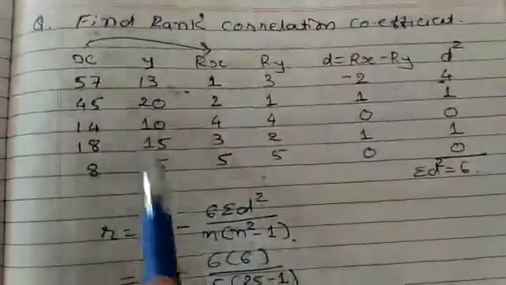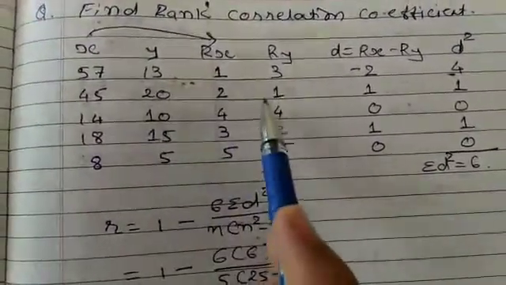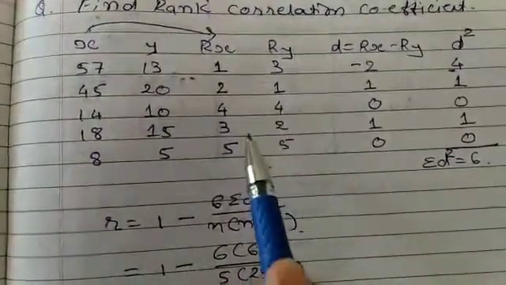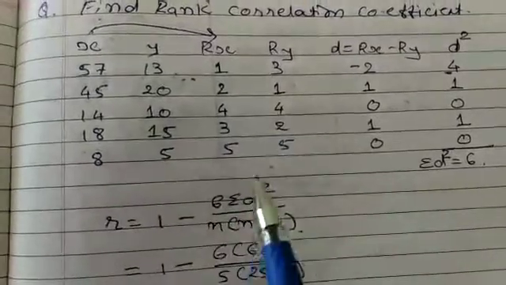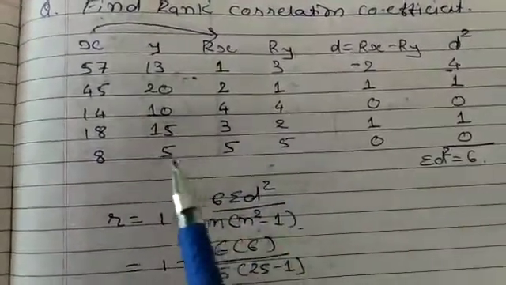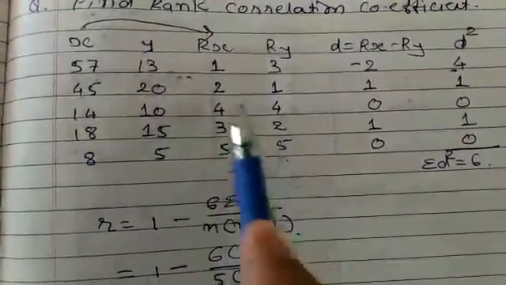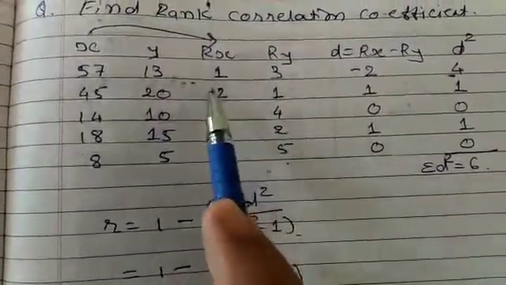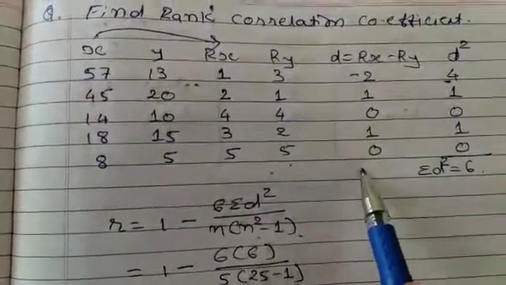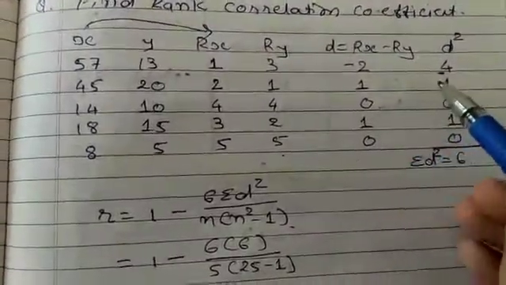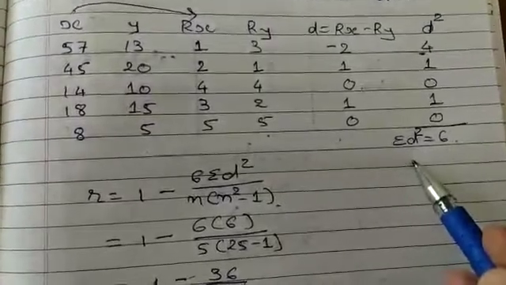In the same way for the values of Y, 20 is the highest value, so 20 will be given first rank. 15 will be given second rank, 13 will be given third rank, then 10 will be given fourth rank and 5 will be given fifth rank. Find the difference of these ranks, that is Rx minus Ry. 1 minus 3 is minus 2, then 1, 0, 1, 0. Find the square of these differences. The total will be considered as sigma d square.